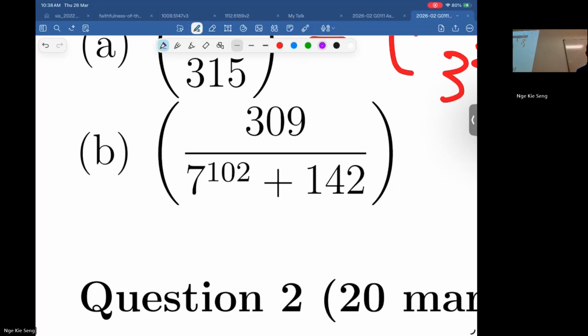Oh, all right. Because it's a power of 7 and then plus an even number. It's all right. Okay.